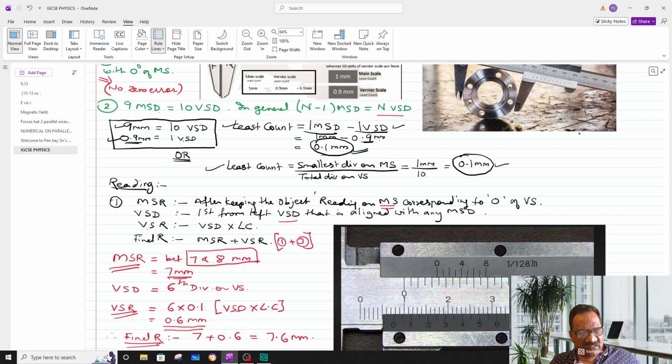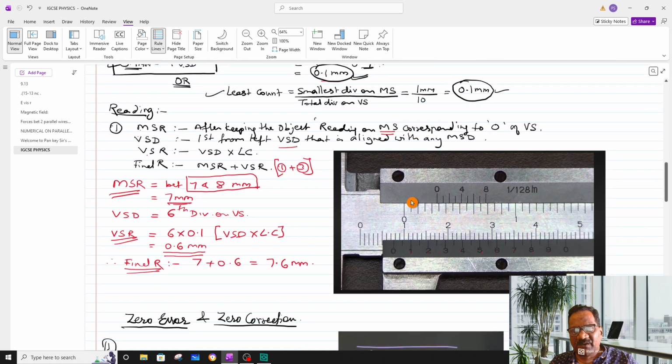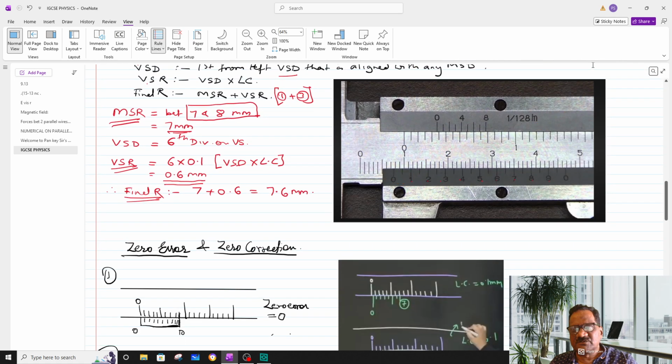So here I'll show you. Can you see this 0 of this vernier? The 0 of the vernier must be coinciding with some reading on the main scale. That reading on which you can see the 0 of the vernier aligning is your main scale reading. Now here it is very difficult to take the reading because it is not magnified. But here I have shown you a magnified image of one reading. Let us try to take this particular reading.